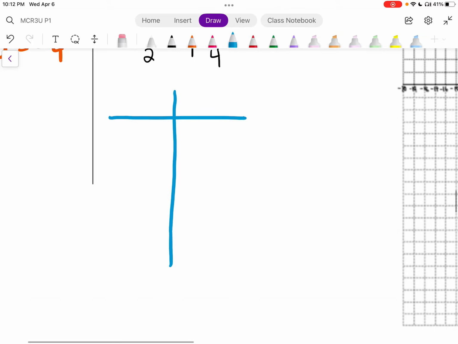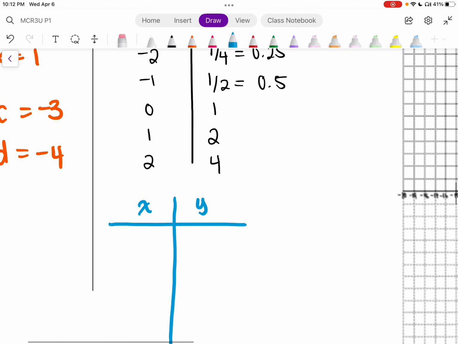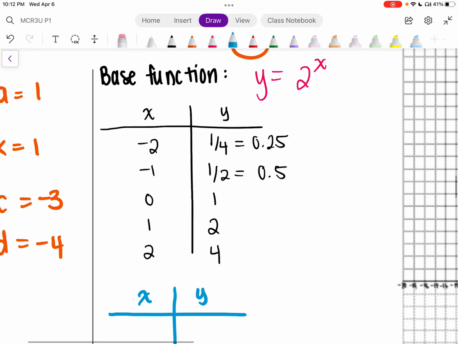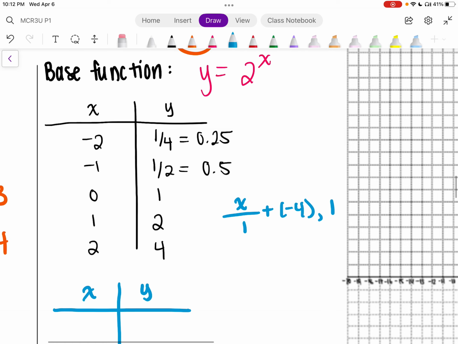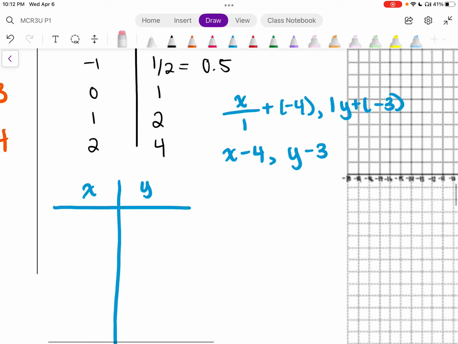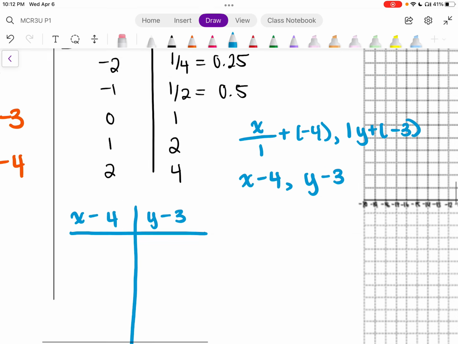But it just depends on how you feel comfortable with that. So I know that my mapping rule is going to be x divided by k, which is just 1, plus -4, and then ay plus c, so 1y plus -3, right? So that's going to be x minus 4, y minus 3. So what I'm going to do here is I'm going to go and do x minus 4, y minus 3. So I'm just going to go and pick my x value.